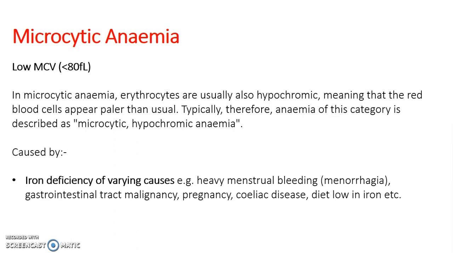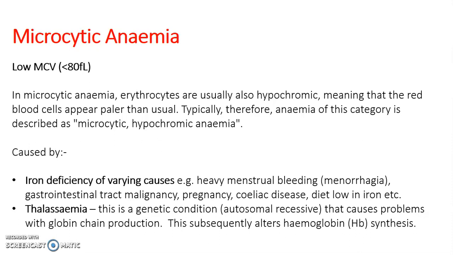So iron deficiency is a cause of microcytic anemia. And iron deficiency could be caused by heavy menstrual bleeding, gastrointestinal tract malignancy, pregnancy, celiac disease, or a diet which is low in iron. And thalassemia, it's a genetic condition and it causes problems with globin chain production, and this subsequently alters hemoglobin synthesis.